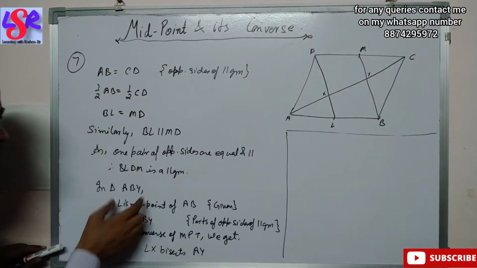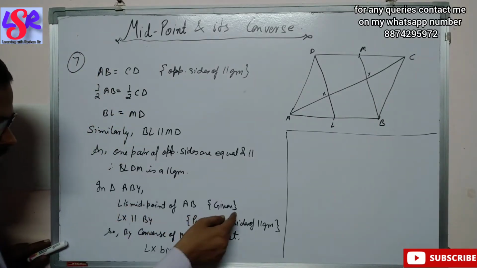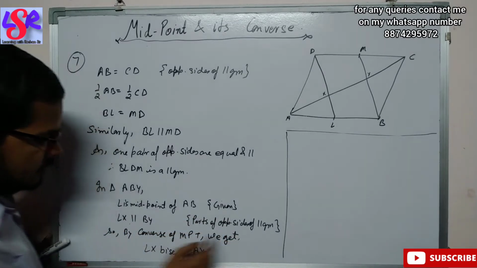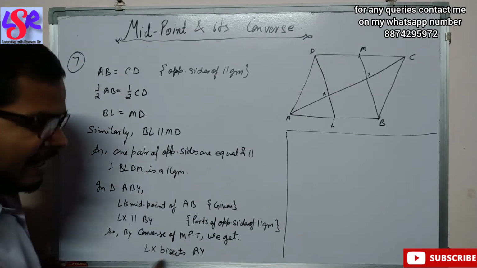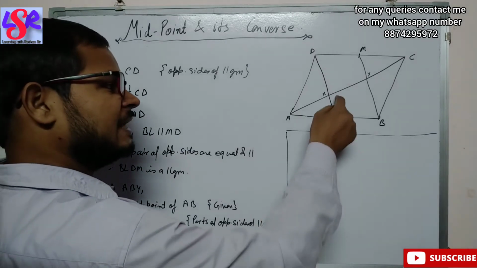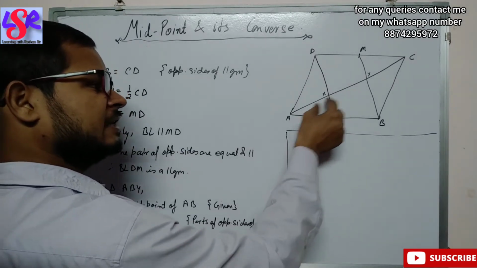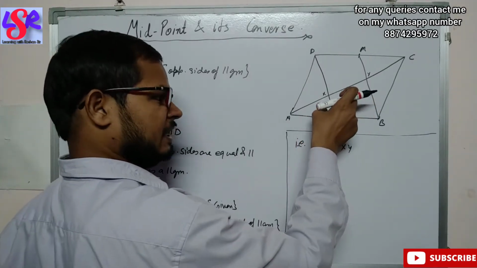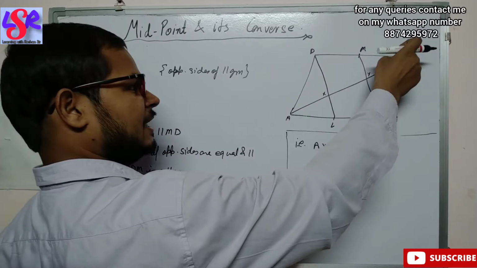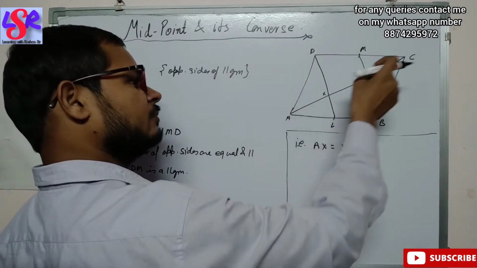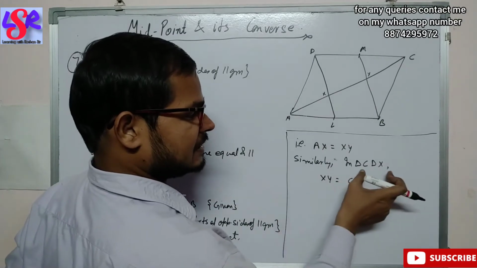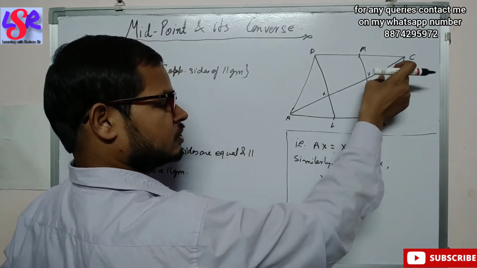So in triangle ABY, L is the midpoint of AB, that is given. Then LX is parallel to BY as the parts of opposite sides of the parallelogram. So by the converse of MPT, we get LX bisects AY. LX bisects AY means AX will be equal to XY. Now as we have proved AX equals XY, similarly in triangle CDX, we can prove CY equals XY. So here we get, similarly in triangle CDX, XY equals CY.